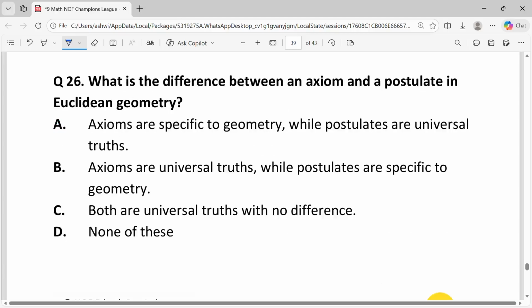Question 26. What is the difference between an axiom and a postulate in Euclidean geometry? Answer is B. Axioms are universal truths while postulates are specific to geometry. In Euclidean geometry, axioms are self-evident, universal truths applicable across various fields of mathematics, while postulates are also assumed true without proof but are specific to the study of geometry.